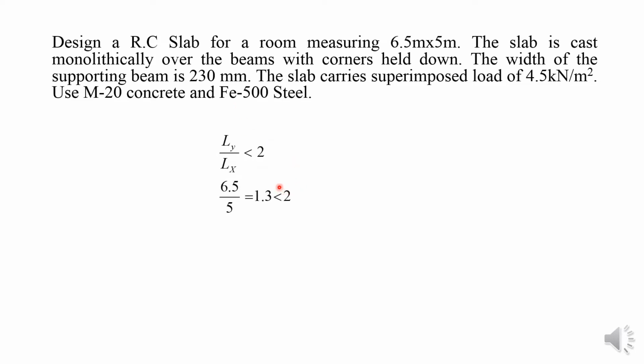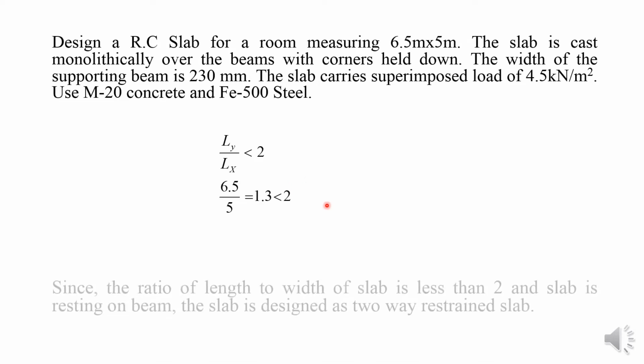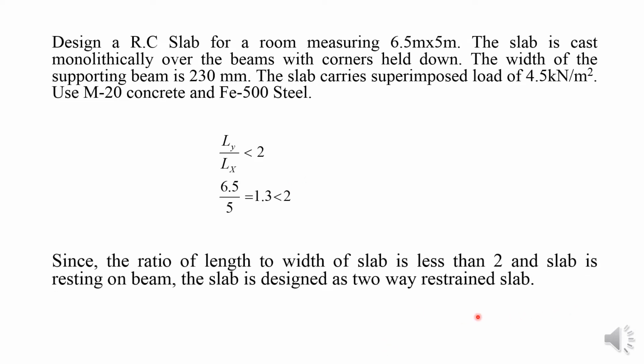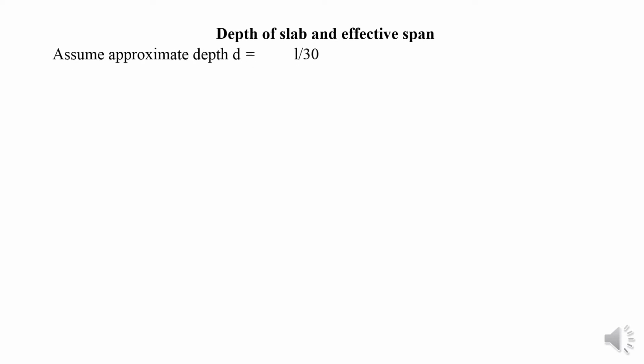First of all, Ly by Lx is less than 2. So, if the value of Ly by Lx is less than 2, this is called a two-way slab. So, we have to design the slab as a two-way slab. Let us find out the depth of the slab and the effective span of the slab. So, assume the depth of the slab as L by 30.